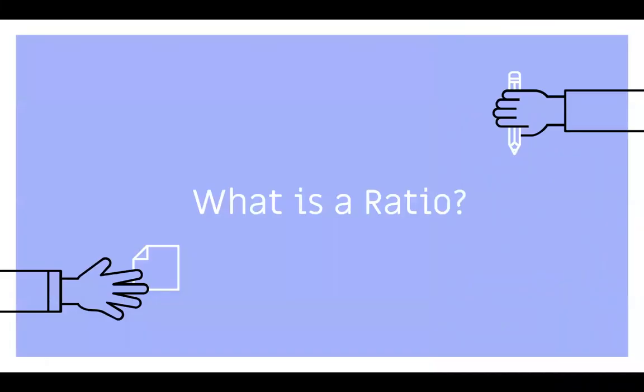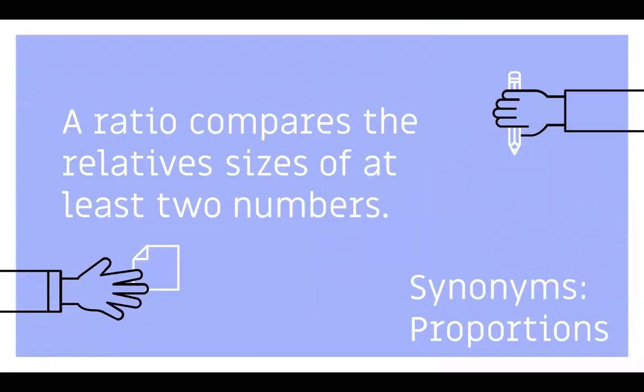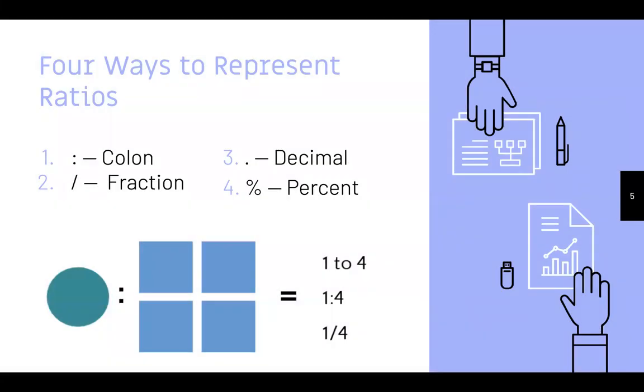So what is a ratio to start off? A ratio compares the relative sizes of at least two numbers. You've probably heard of the word proportions, but ratio is a more mathematical term that you'll see more frequently if you haven't already. So there are multiple ways to represent a ratio.